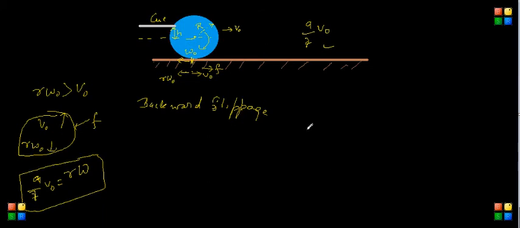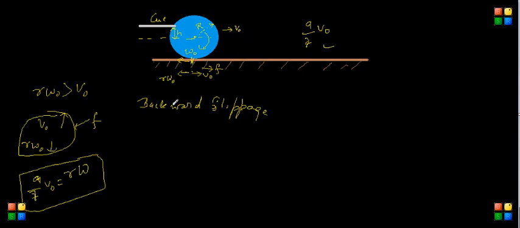Now let's see what is happening here. If you see, the impulse is imparted to the ball, and let's say an impulsive force of F is applied, and omega naught is the angular velocity and v naught is the translational velocity of the center.